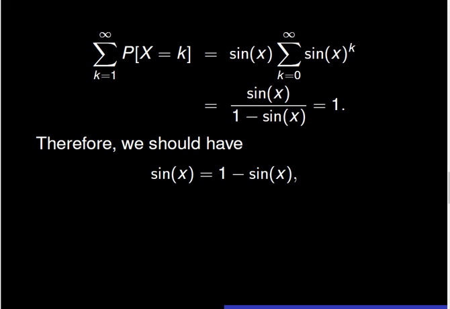This is in fact a geometric series with ratio equal to sin(x). As a result, the sum of all probabilities is then equal to the fraction sin(x) over the quantity 1 minus sin(x).